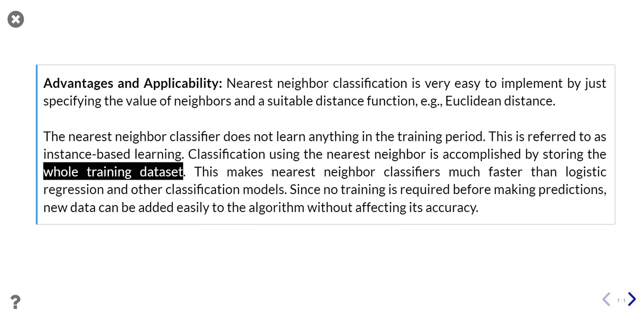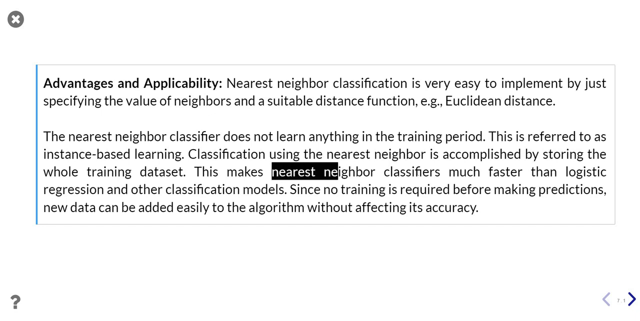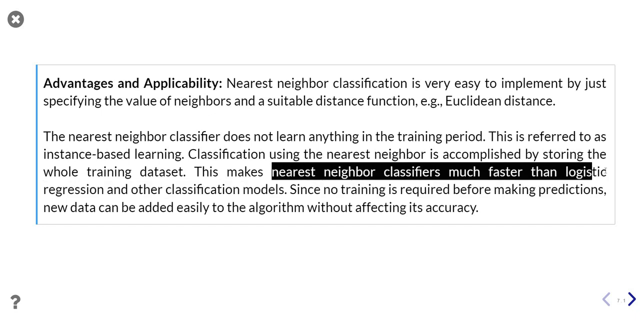So this makes the nearest neighborhood classifier much faster than logistic regression. Logistic regression needs to do the optimization. It needs to learn what is the best curve. Same with regression as well. But k-nearest neighborhood is much easier for doing the classification. Since no training is required before making predictions, new data can be added easily to the algorithm without affecting its accuracy. So this is one of its advantages.